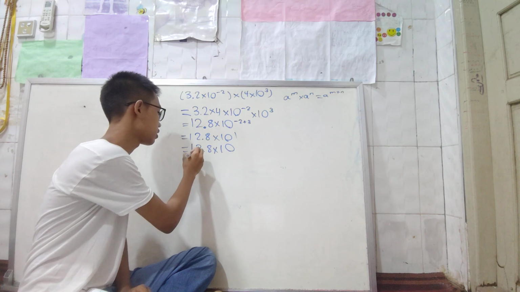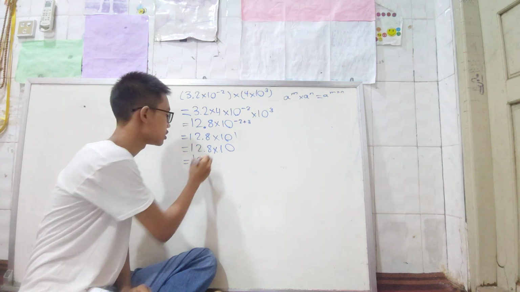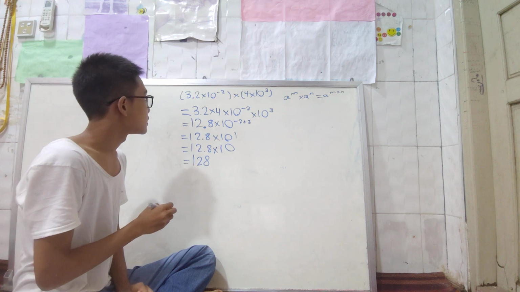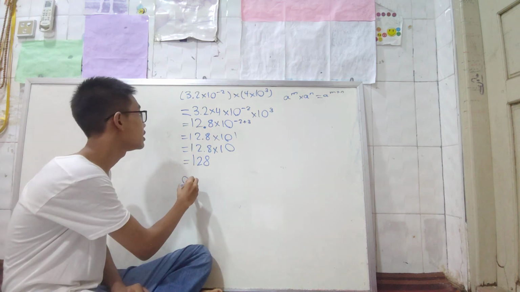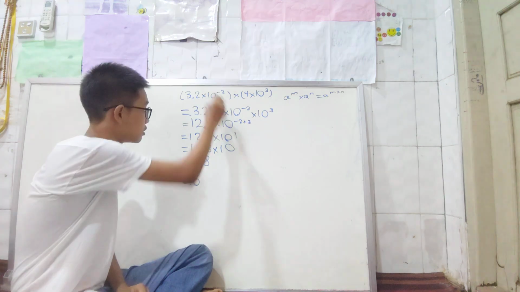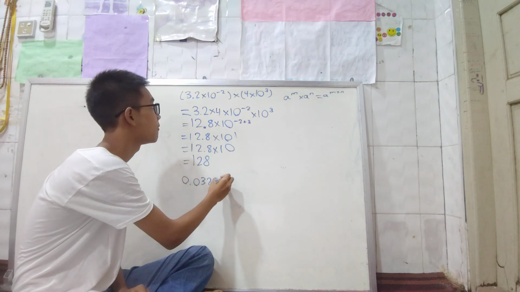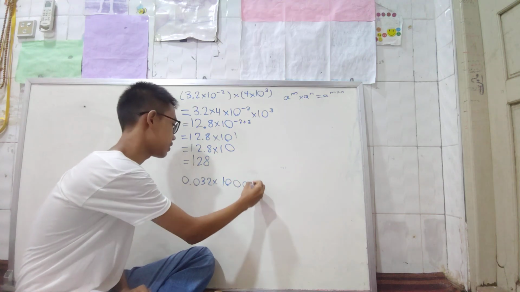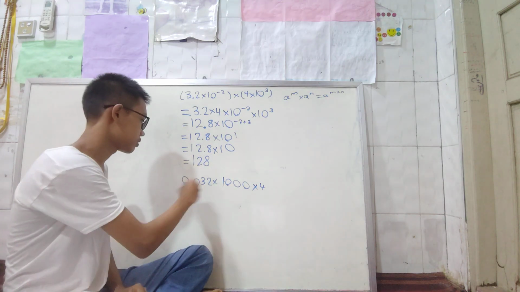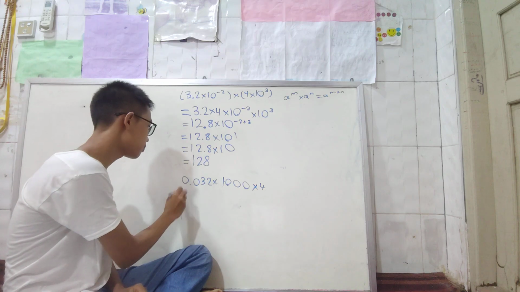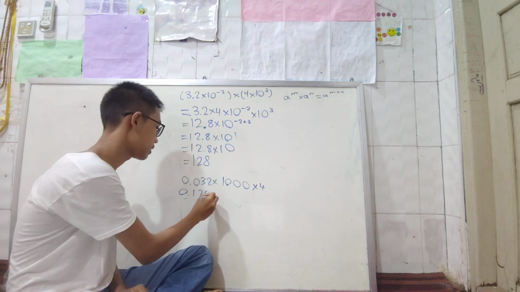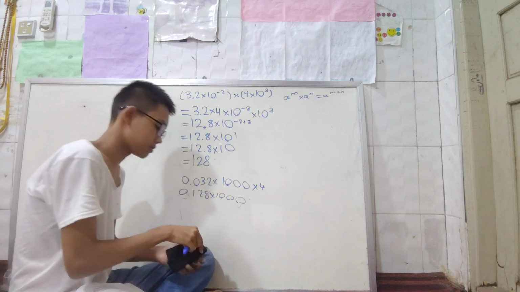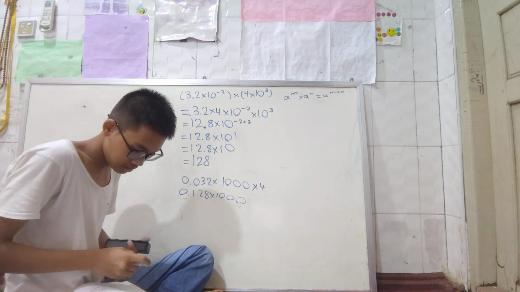So that's going to be 128. Let's check: 0.032 multiplied by 4,000 is 1,000 multiplied by 4, and 0.128 times 10,000. Yeah, they match. So let's erase this.